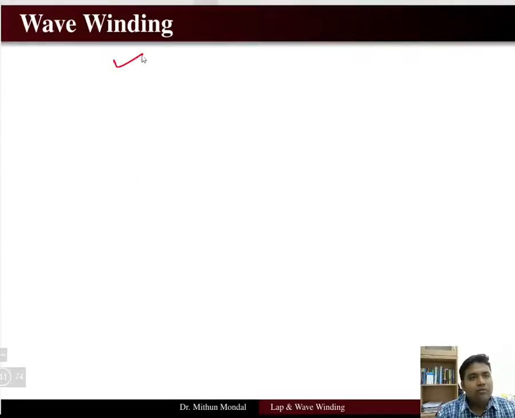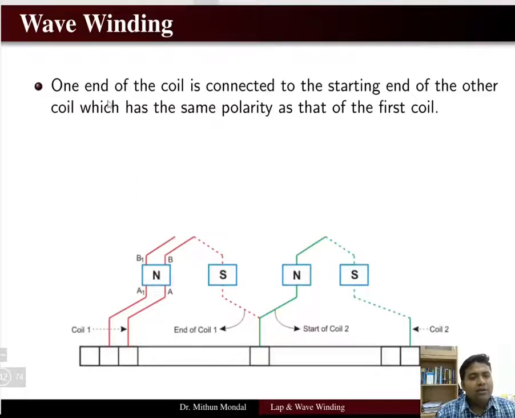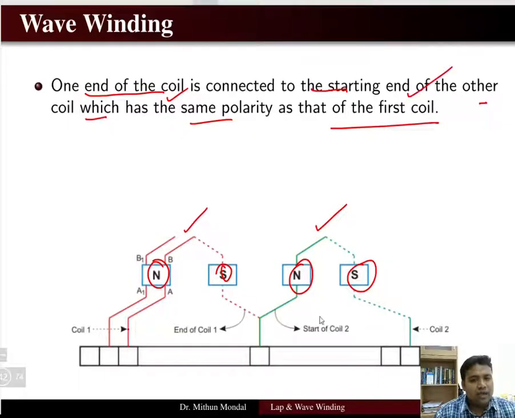Now we'll go for wave winding. In wave winding, one end of the coil is connected to the starting end of the other coil, which has the same polarity as that of the first coil. Then we can see that here there are two coils being shown, one with red color and the other with green color, and different poles are there, north south and north south. So here one end of the coil is connected to the starting end of the other coil. So here you can see the start of coil 2 and the end of coil 1 are connected to each other.